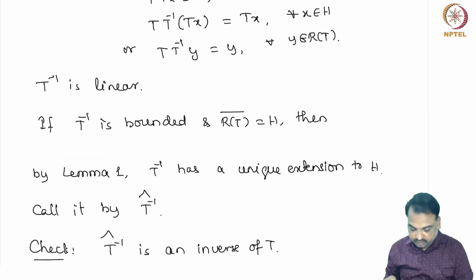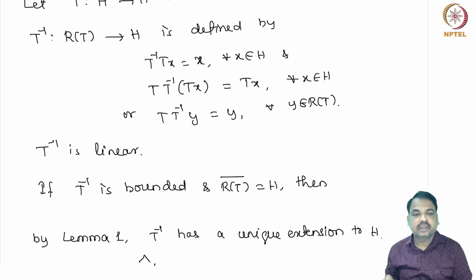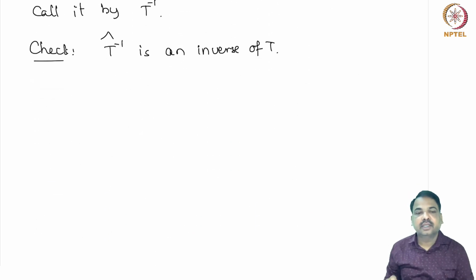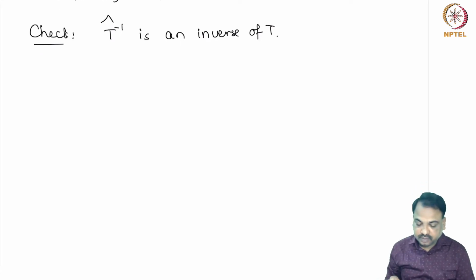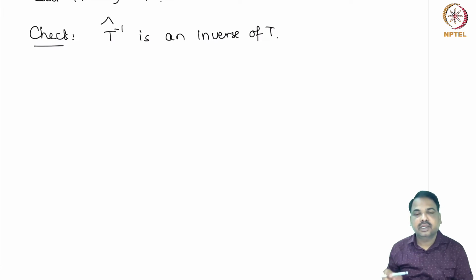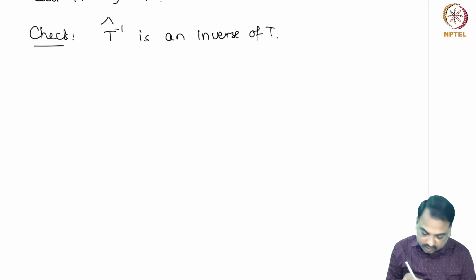Okay. Now using these two observations, Lemma 1 and this observation, we can actually classify the spectrum of a bounded linear operator into various parts. These parts are useful in finding the spectrum of an operator. Okay, so next we discuss the classification.